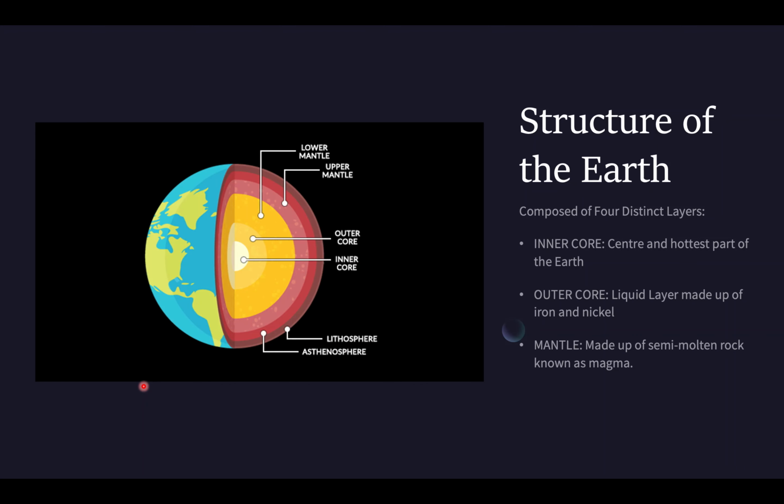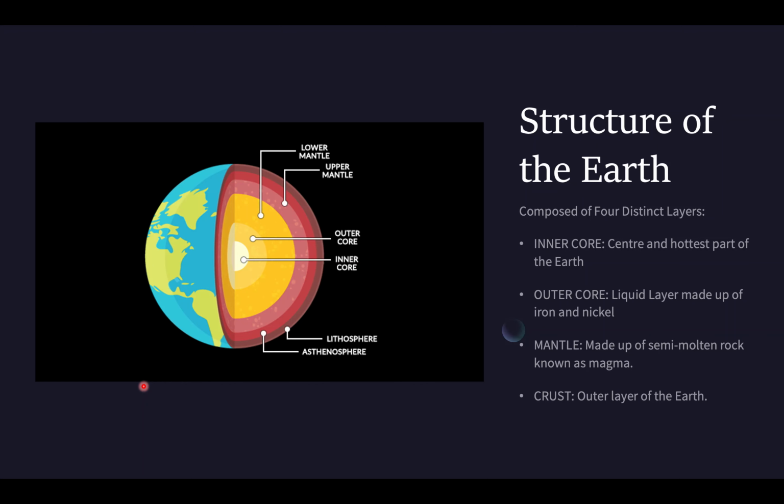Then there is the mantle. The mantle is the widest section of the Earth. It has a thickness of approximately 2,900 kilometers. The mantle is made up of semi-molten rock called magma. In the upper part of the mantle, the rock is hard, but lower down the rock is soft and beginning to melt.